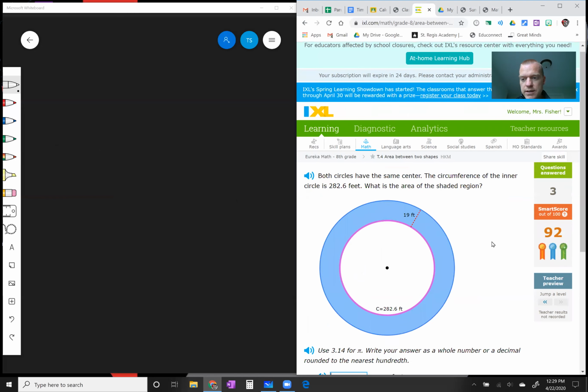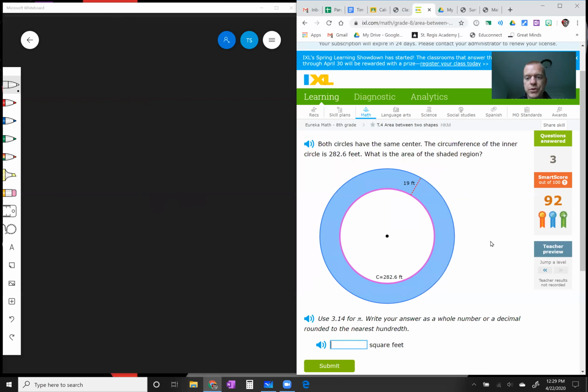Okay, let's look at this circle one more time. These are the hardest ones. You should already have the two equations written down from the beginning of the video, so I'm not going to write those down again. Let's read this. Both circles have the same center. The circumference of the inner circle, right? So the inner circle is 282.6. What is the area of the outside?